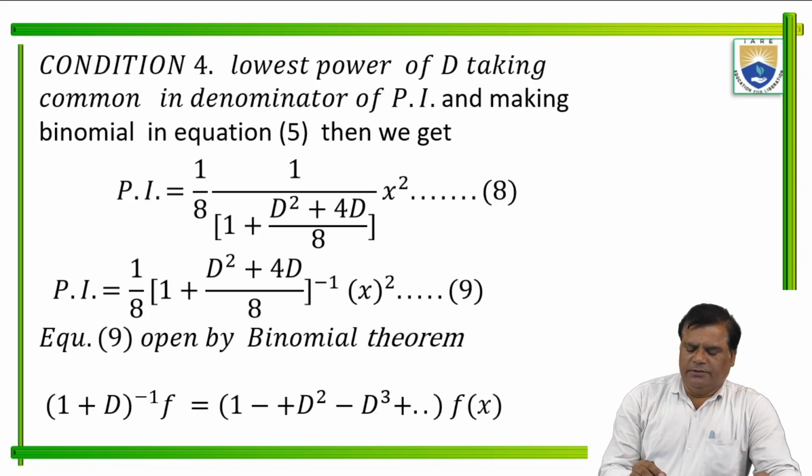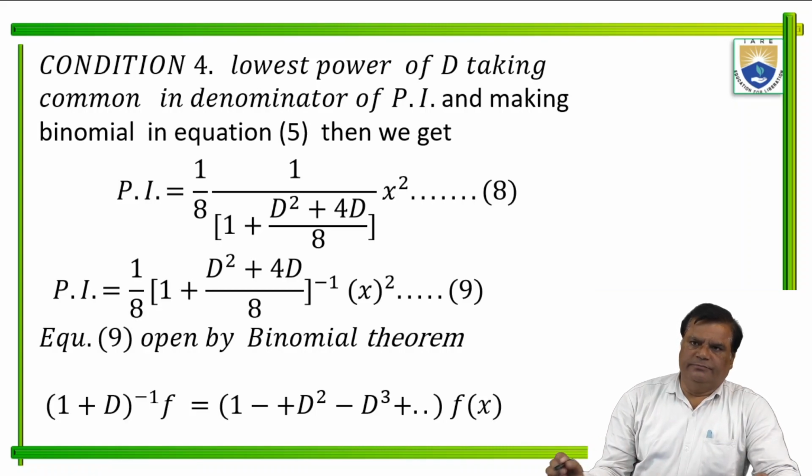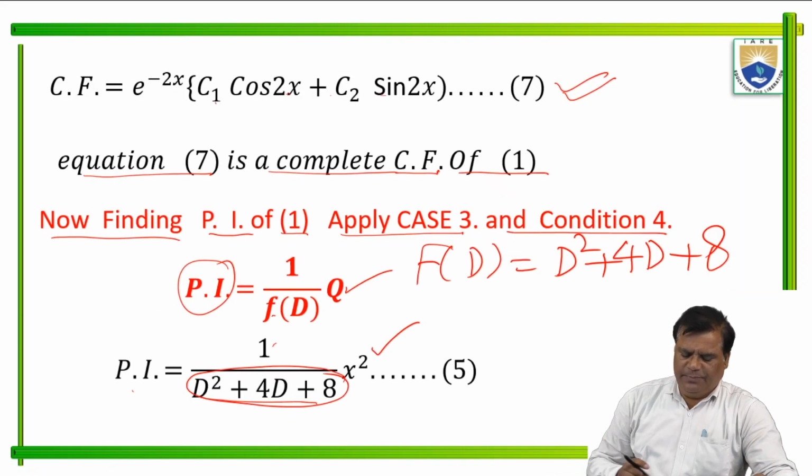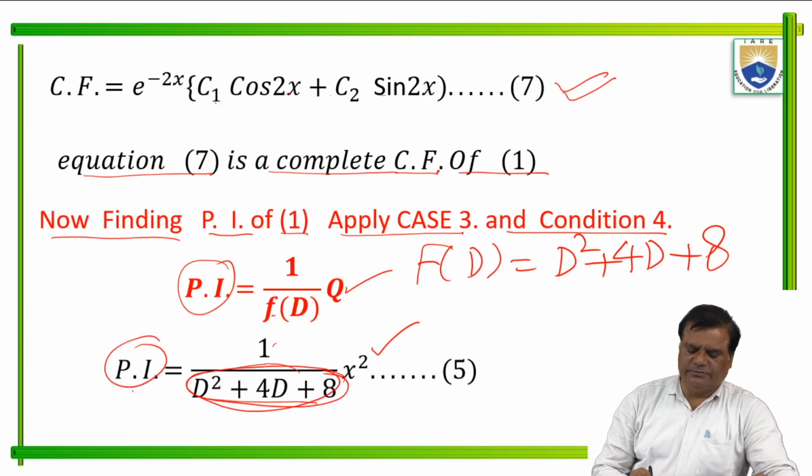Condition 4 is this: take the lowest power of D common in the denominator of PI. The denominator of PI is this. The denominator is D square plus 4D plus 8. In this particular integral, the denominator is f(D). So what is the value of f(D)? f(D) is D square plus 4D plus 8 here.